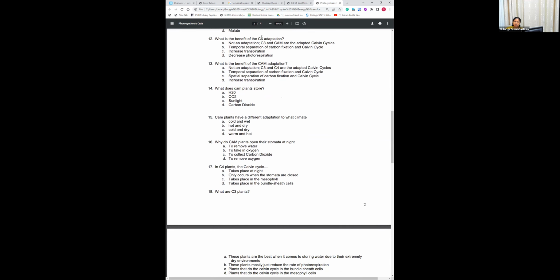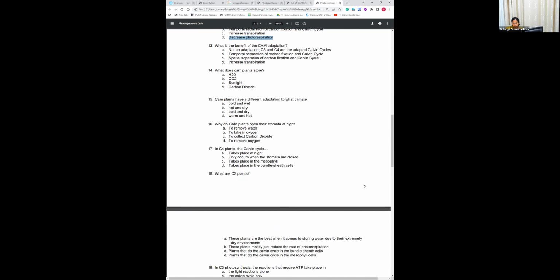What is the benefit of the C4 adaptation? They're doing everything because they are in a hot environment to stop the photorespiration, right? Decrease photorespiration. 13: they're going to have temporal separation, so they can do the carbon dioxide fixation while the stomata are open during the night time, right? So it's the temporal separation.